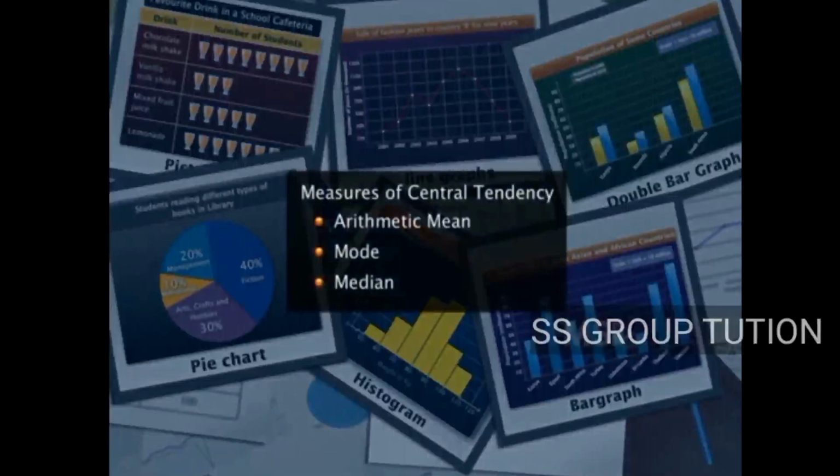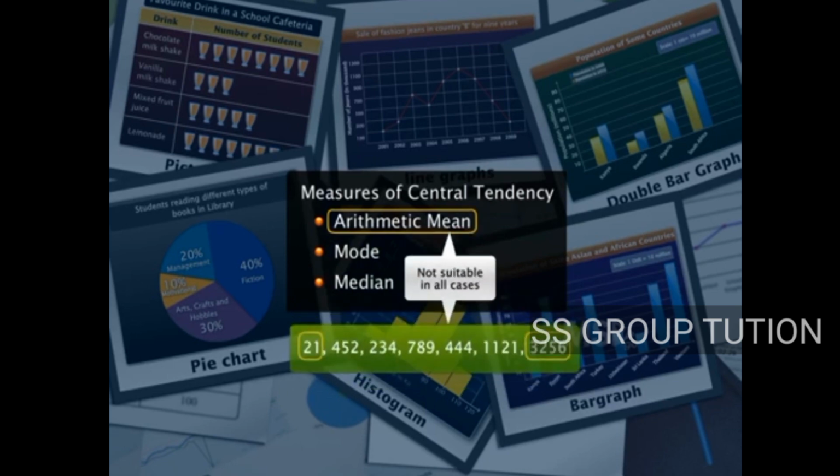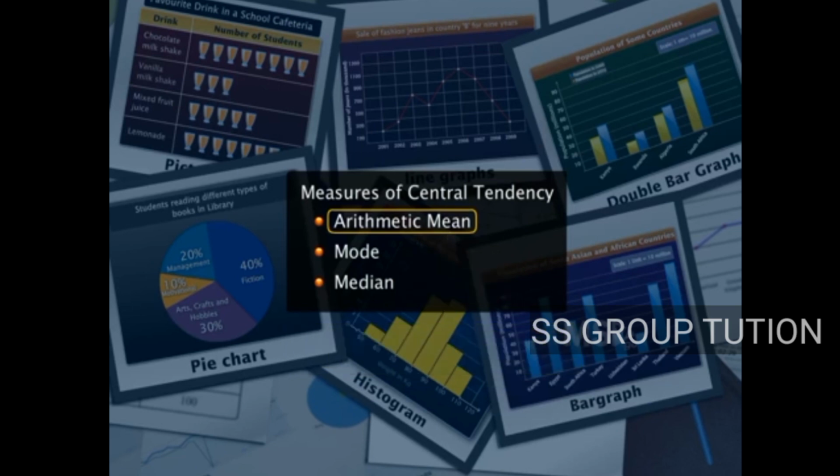A data set can be described using the measures of central tendency. The three measures of central tendency are mean, mode, and median. Mean is the most frequently used measure of central tendency. However, if the data has extreme values, it does not give a correct representative value of the data. So, depending on the situation, we resort to the other two measures of central tendency.